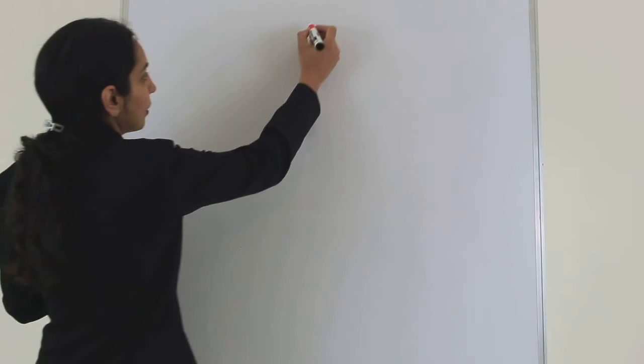Now, as we understand the relevant cost for material, it's time for us to understand the relevant cost for labor. How do we decide whether this labor cost is relevant for our decision making or not? So now let's discuss the labor part.